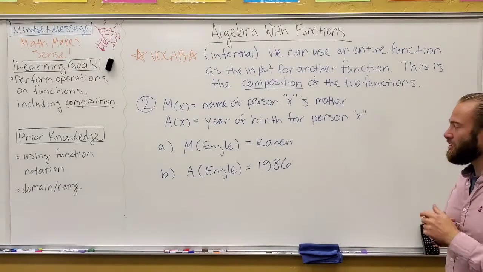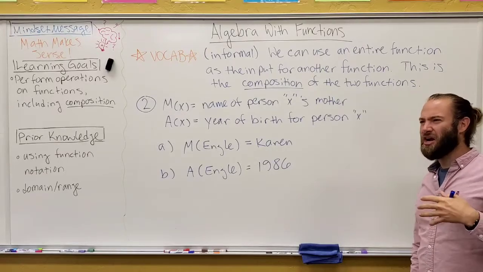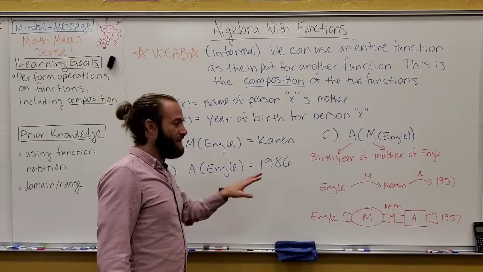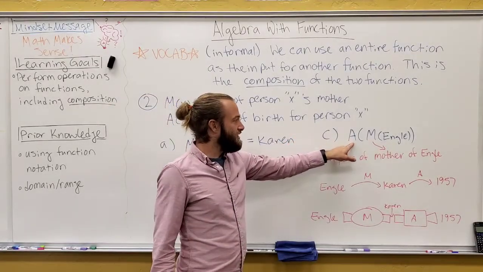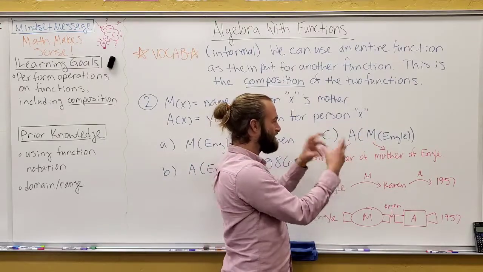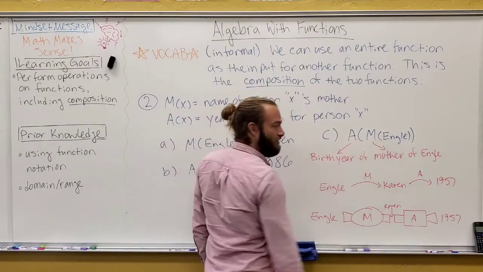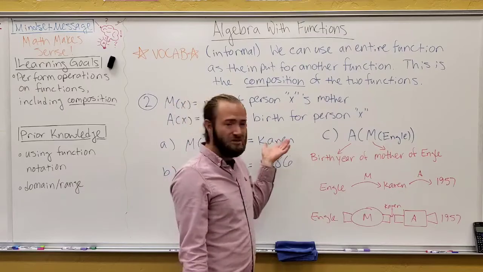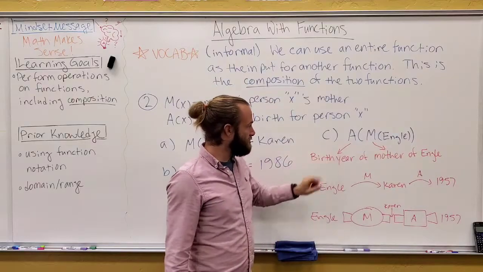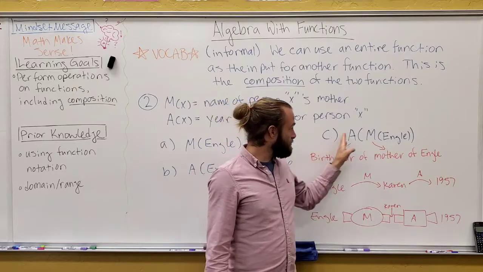Okay? But here's what we're going to do next. We're actually going to put these two functions together and talk about what they mean in that context. Okay, so here's where we get to part C. Now this is like a layered function, you can think of it like that, right? You can peel back the layers. So this says a of m of Ingle. We want to find that. And with that, you can just read it literally. It's the birth year of the mother of Ingle, because A is the birth year, M is the mother, and you can just read it like that.